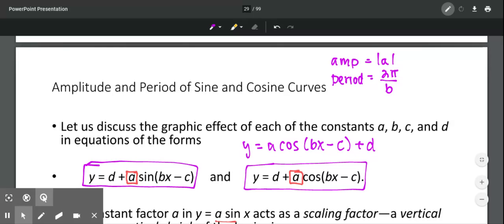Your phase shift, and your phase shift is just your horizontal shift, is your C over B, right? And then your vertical shift is your D value. Okay, so all of those different letters, that's really the key in being able to identify all the different parts of the sine and the cosine graphs.